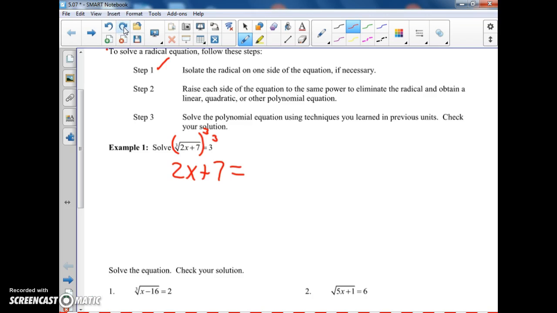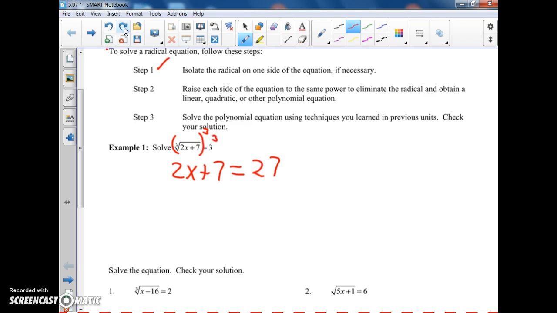Very good. And what's 3 cubed? 27. 3 times 3 times 3 is 27. Right? Don't put down 9. 27. All right, now what's the next thing we're going to do?